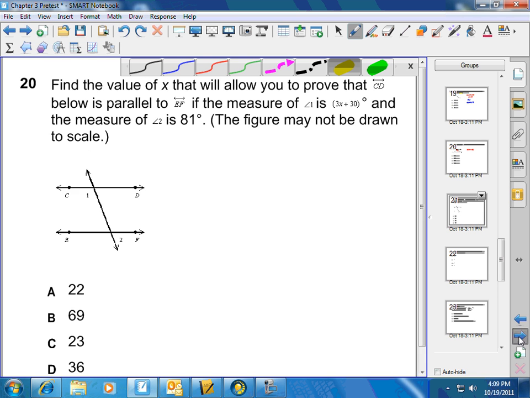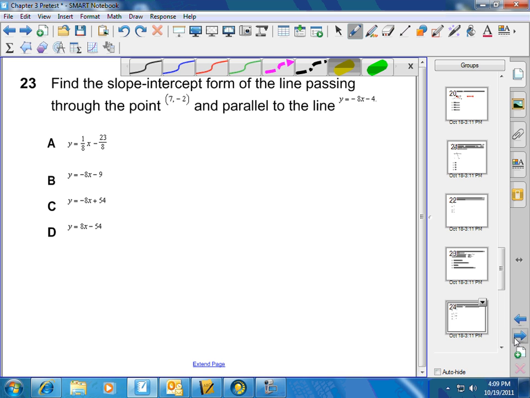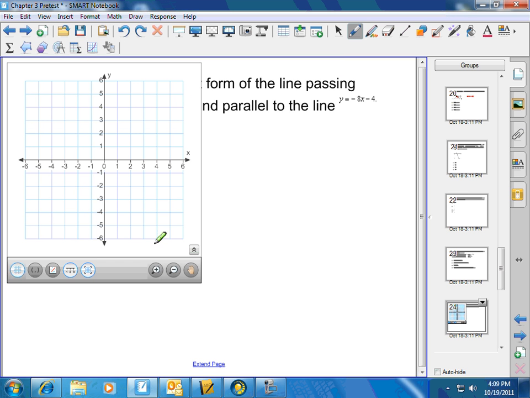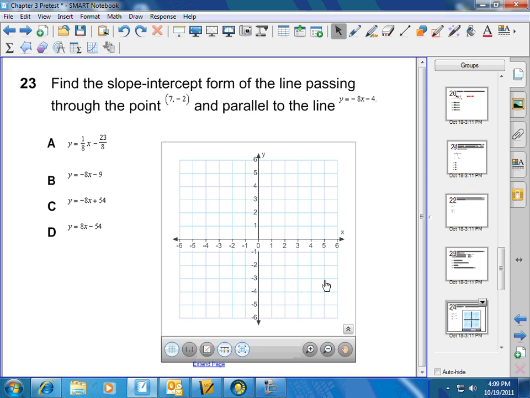Okay, now let's look at number 23. Find the slope-intercept form of the line passing through the point (7, -2) and parallel to the line y is equal to -8x minus 4. So remember, we have this line, y is equal to -8x minus 4, going through the y-intercept here at -4. And then we have the point (7, -2).